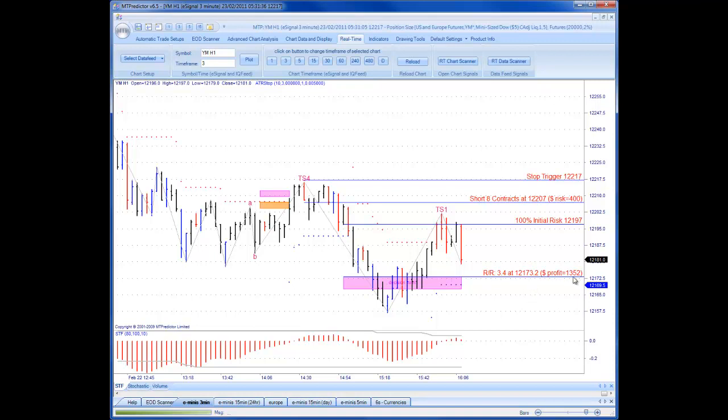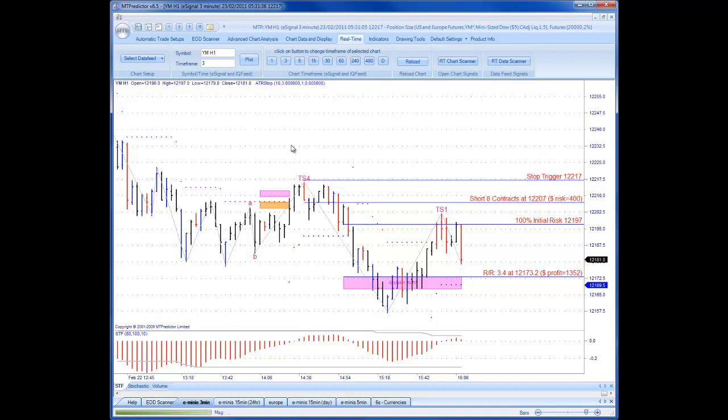In other words, the profit of approximately $1,300 would have been approximately 3.4 times greater than the initial risk of $400. There was a TS1 sell towards the end of the day, but you probably wouldn't want to take that trade because you're only a few bars before the close of the session.